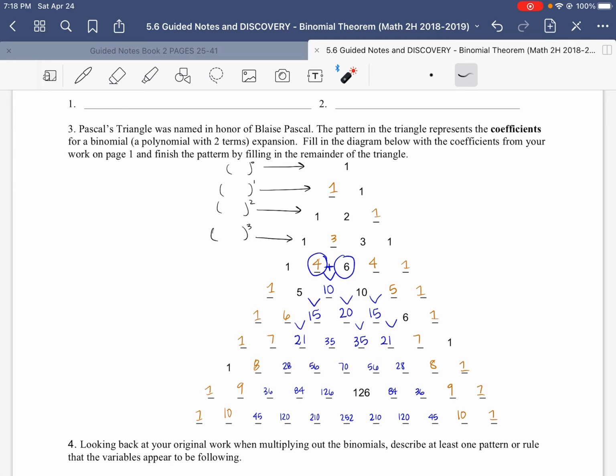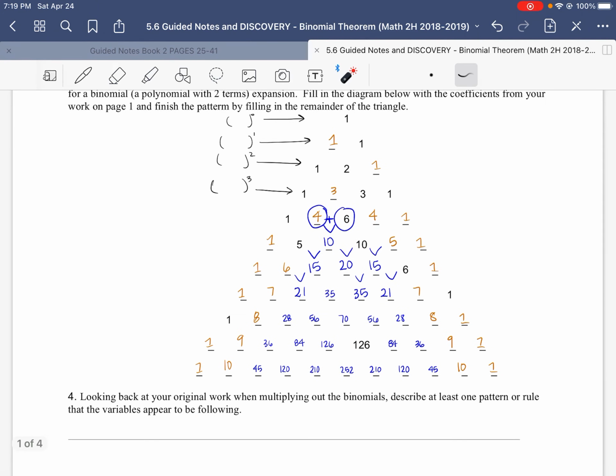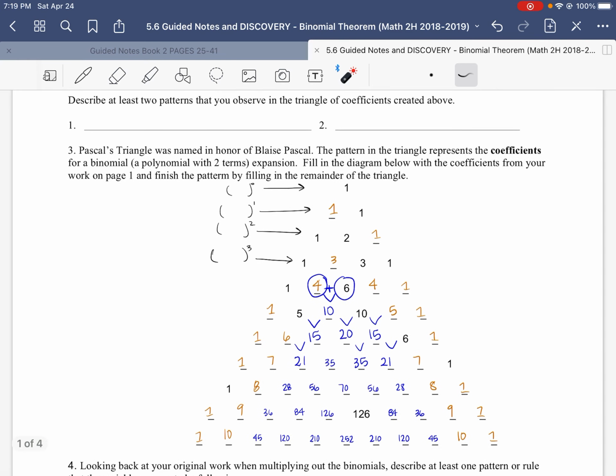Let's talk about the coefficients really quick. So if I wanted to use this to expand something to the fourth power, that's great. If we look at the coefficients, which is number 4 on here, it says look back at your original work when multiplying it out and describe at least one pattern or rule that the variables appear to be following.